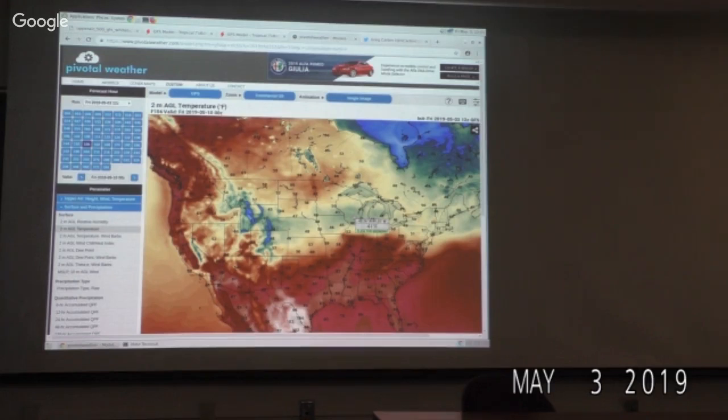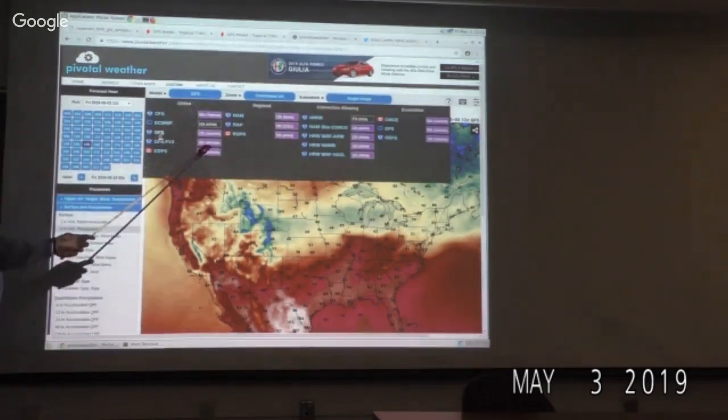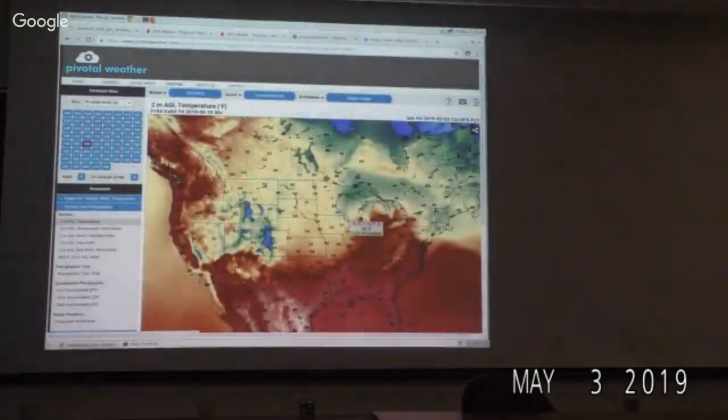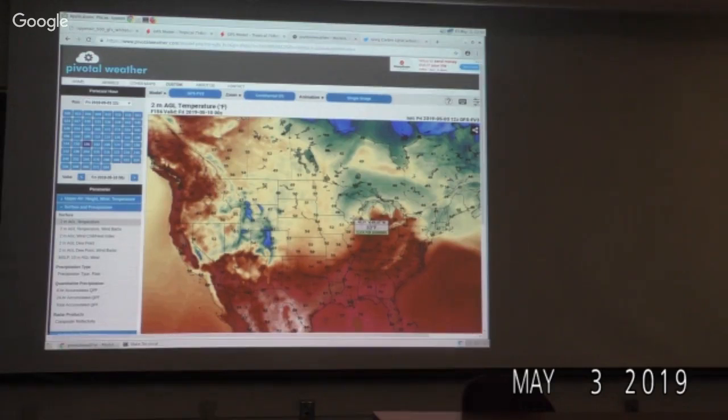What's that? Can you do anything about this to make it not happen? Well, let's look at another model. Don't like that solution. Let's look at a different solution. GFS FV3 is always colder. How about Camp Randall next Friday for graduation? Next Saturday? Oh, yeah, good point.